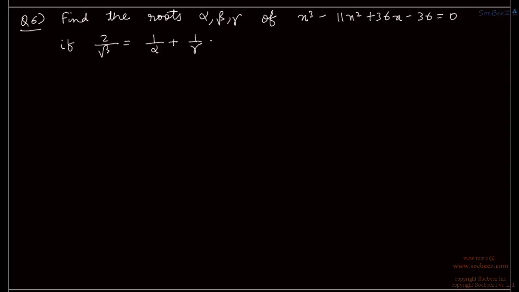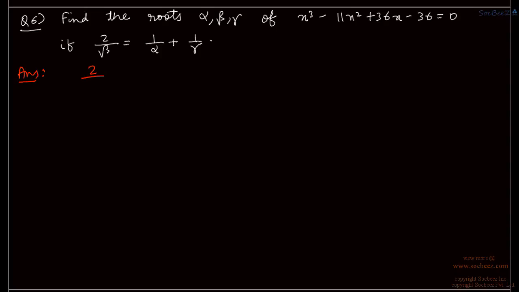Now here some condition has been given and we are supposed to use that condition to find the roots. We can anyway find the roots by a simple factorization or some other trial and error method. But since the condition has been given, we will try to use it. Okay.